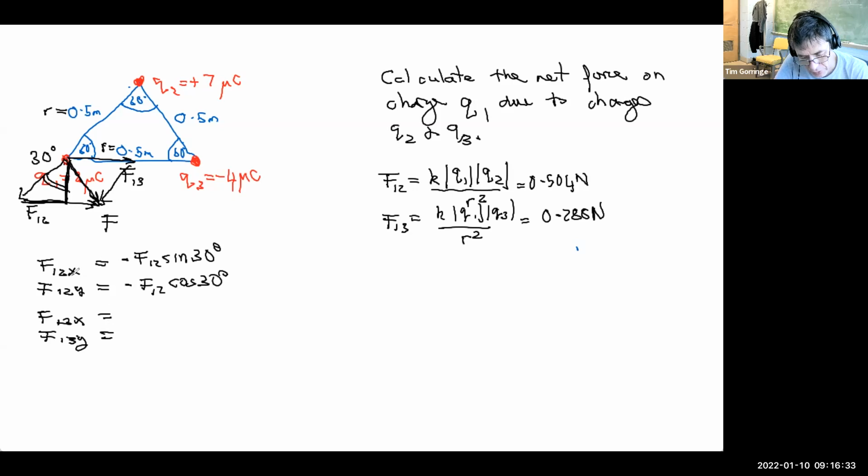Then we want the x and y components of the second force. We'll look at that second force. It's going to be easier. It's pointing simply in the positive x direction. There is no vertical component of that force. So F13x, the x component of that force, is simply the size of the force. And F13y, the vertical component of that force, that's simply 0. Okay, so let's fill in the numbers here.